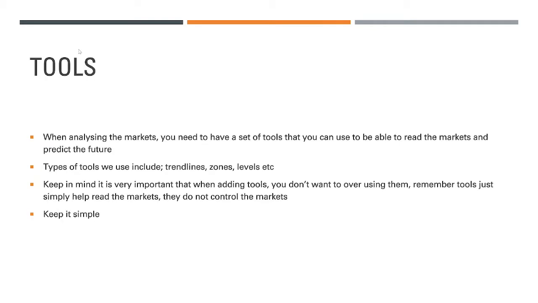So now let's talk about the tools. When analyzing the markets, you need to have a set of tools that you can use to be able to read the markets and predict the future. Types of tools we use include trend lines, zones, levels, etc. Keep in mind that it is very important that when adding tools, you don't want to overuse them. Remember, tools just simply help read the markets. They do not control the markets, okay guys?